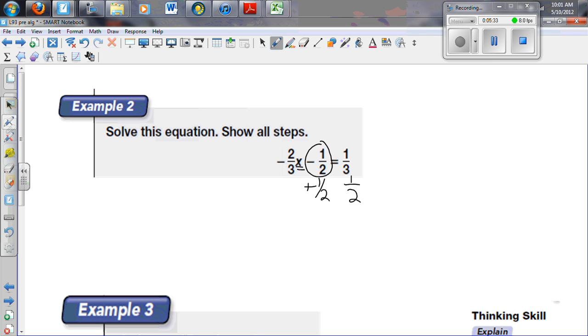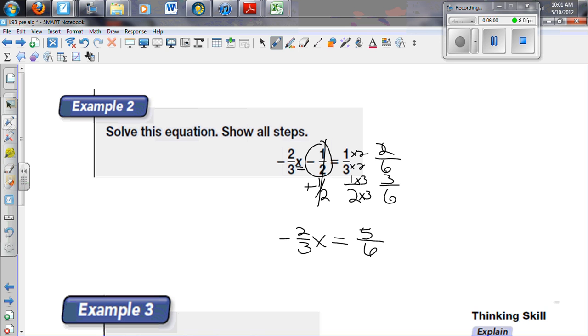So I'm going to rewrite my equation now. Negative 2/3 x, because these cancel out, equals, and now I have to add these together, so I need a common denominator. 1/3 times 2, so that's 2/6. 2 times 3 is 6, so times 3 here. And so 2/6 plus 3/6 is 5/6.